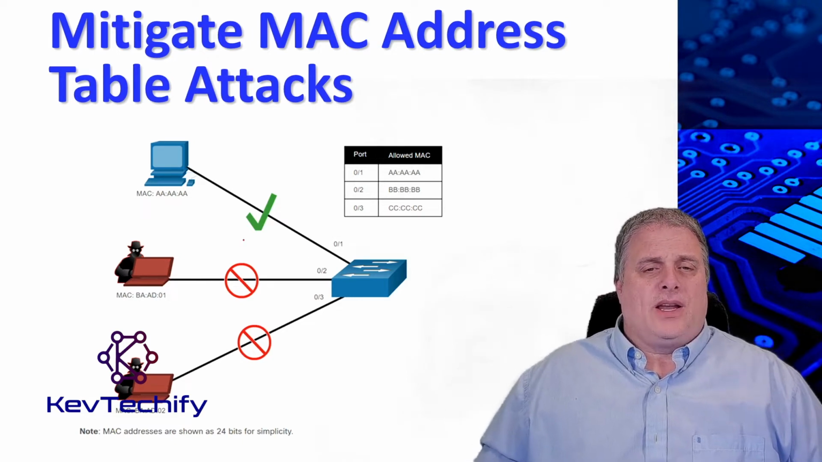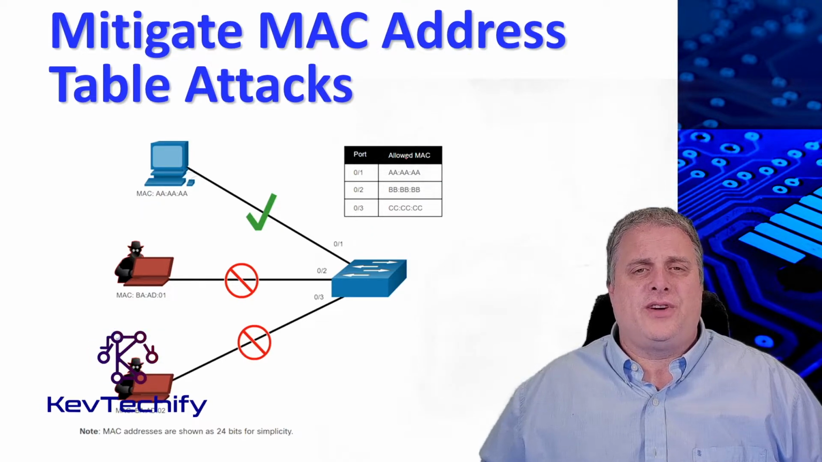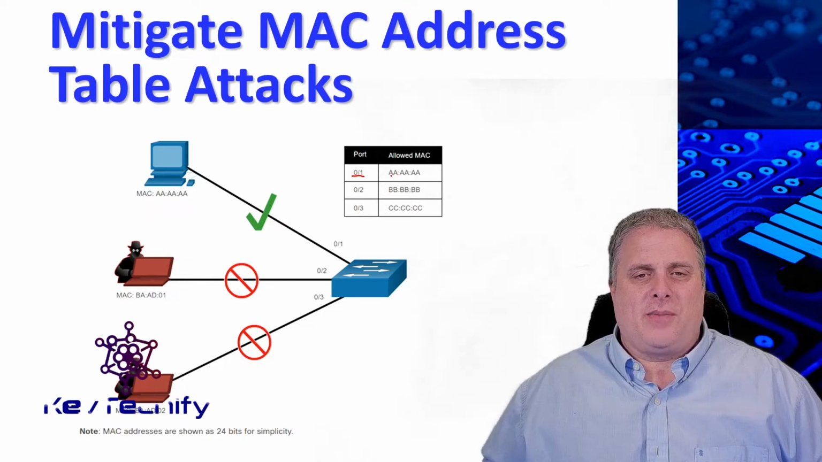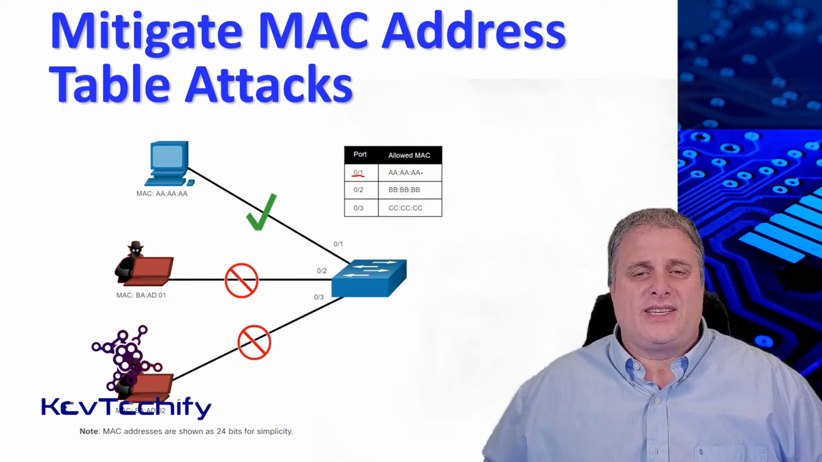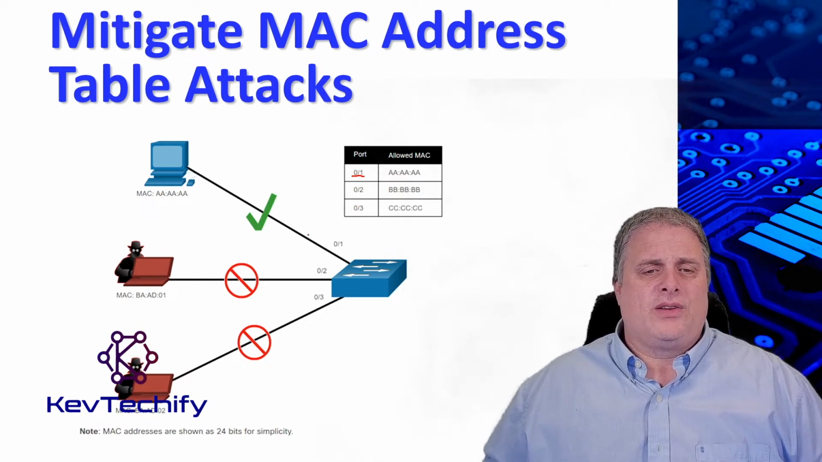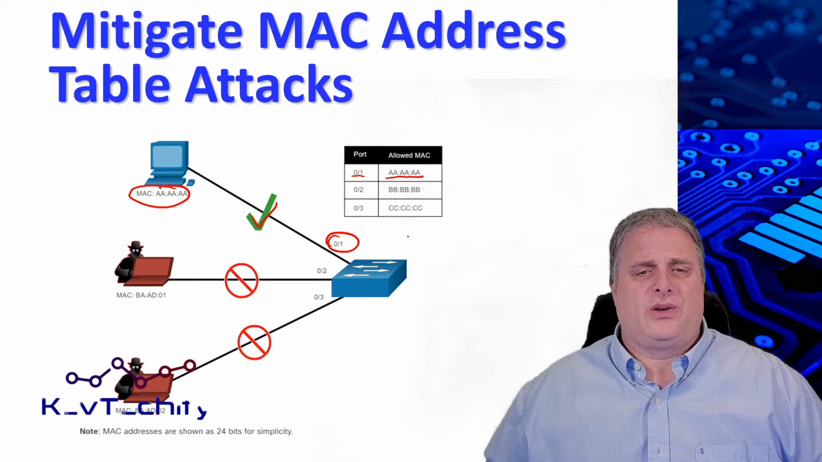And what's happening here is you've either manually configured this or you let the switch dynamically learn one MAC address that's allowed on this port. So on port FastEthernet 0/1, the MAC address of all A's is the allowed one. 2 is all B's, 3 is all C's. Now, when a device connects into our port 1, it's going to look for that allowed MAC address. Is that the allowed MAC address? Yes, it is. We will allow that connection to go through.